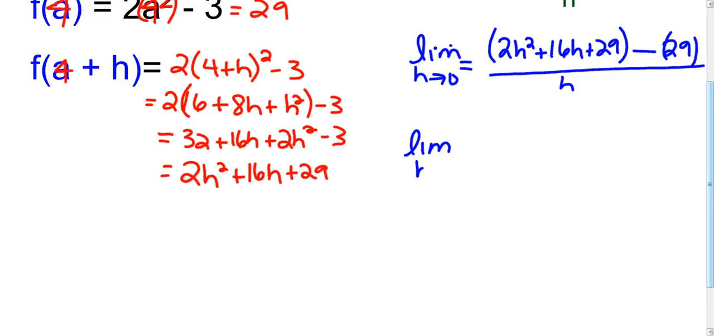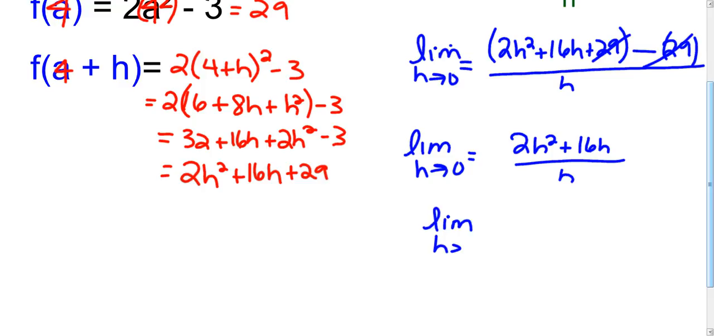And I am going to have this. These 29s will cancel. Okay, and now I have (2h squared plus 16h) over h. I can't plug h as 0 in right now. If I plug 0 in for h, I will have a 0 in the denominator, which I can't have. So I need to simplify this a little bit more algebraically so that it is legal for me to plug that 0 in for h.